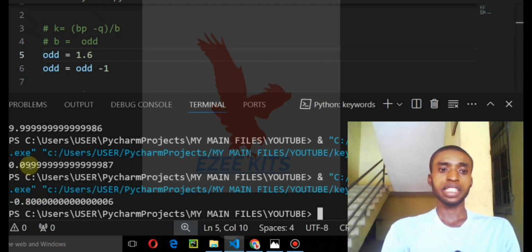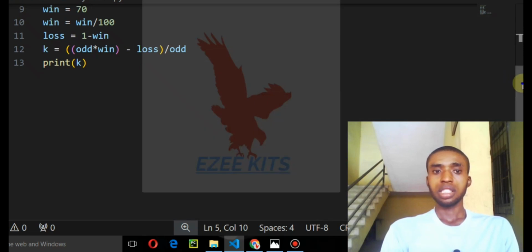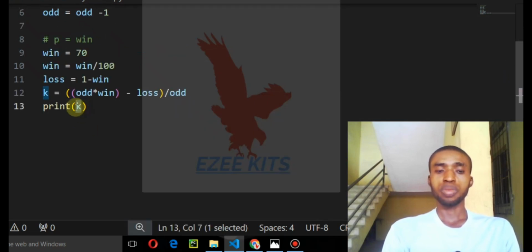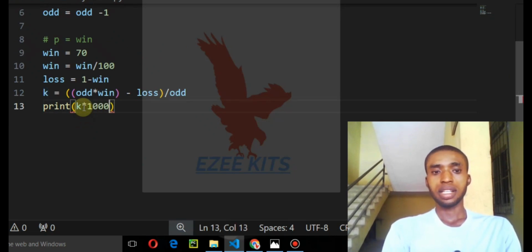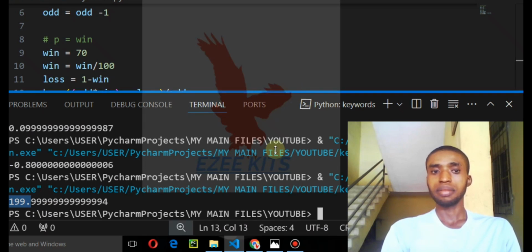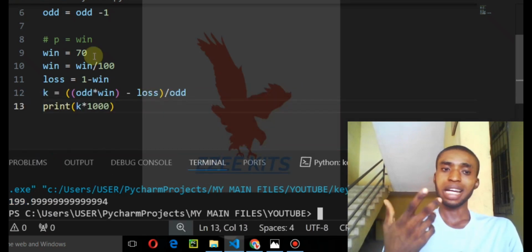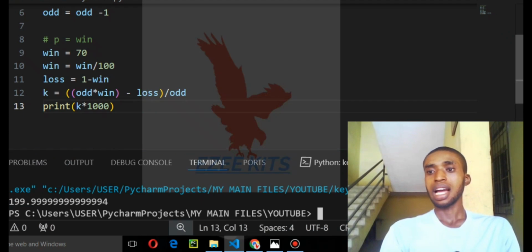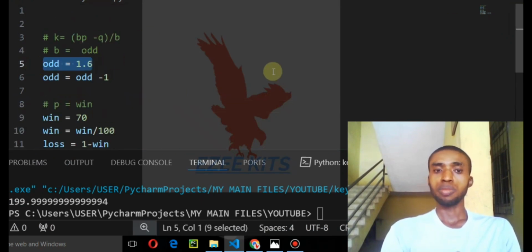This percentage it provides to you, you are just going to multiply it by the amount of money that you are planning to stake. Let's say your bankroll is maybe 1,000 naira. When I hit this, you can see I was told to stake 199.99, which is definitely 200 naira for this game. We decided that the winning probability is 70%, and the odd provided by the bookmaker is 1.6.